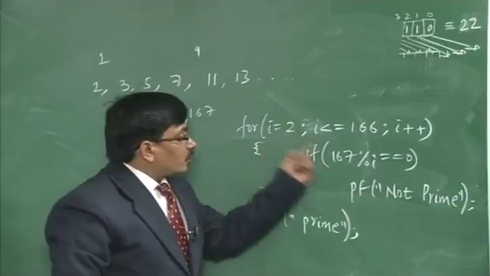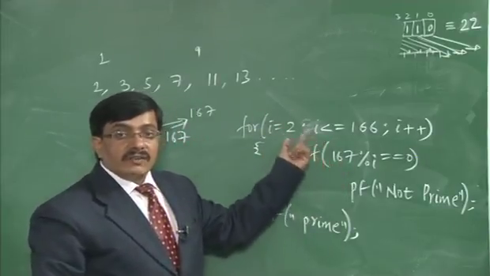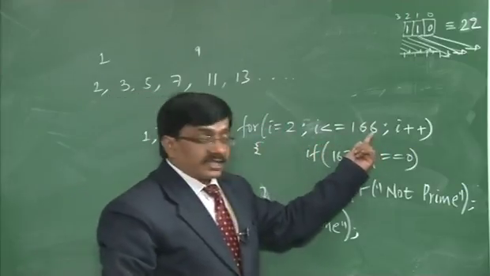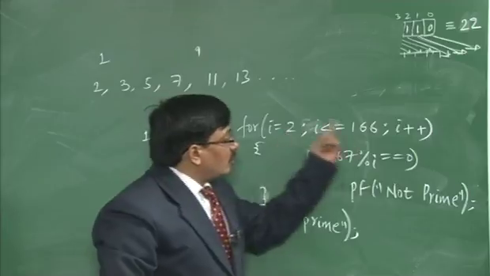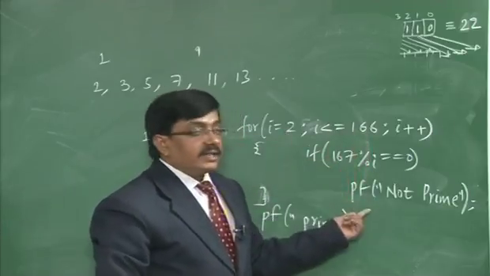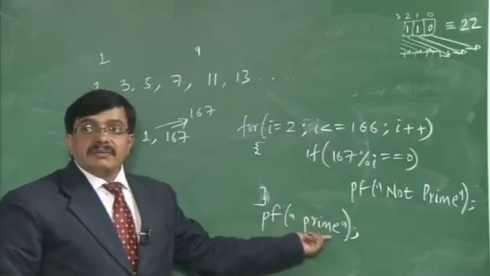So, I will try with 2, 2 will not divide. I will try with 3, 3 will not divide. I will try with 4, 4 will not divide, and I go with 5, 6, 7, 8 up to 166 only, right. Start from 2, go only up to 166. If none of these numbers divide, I will come out of the loop and I say that the number is a prime number, right.